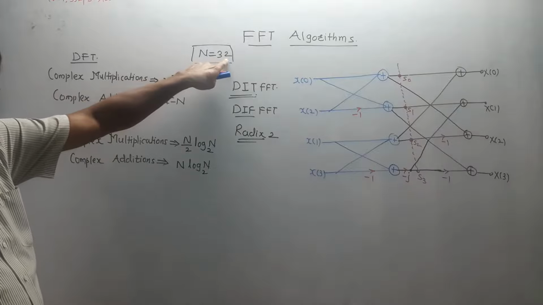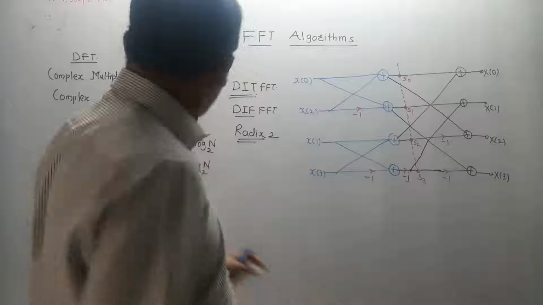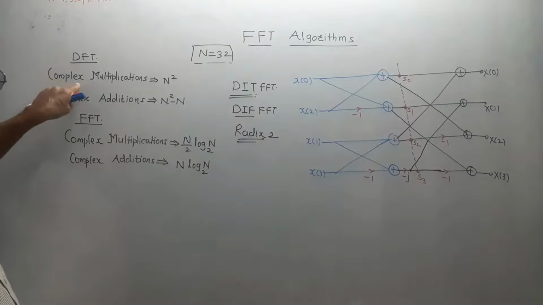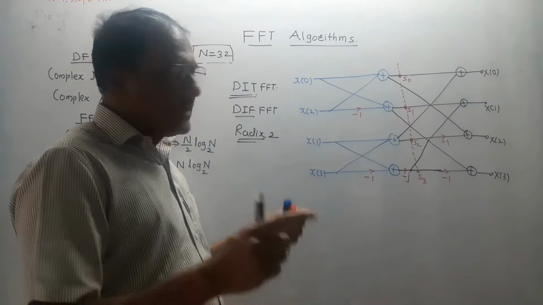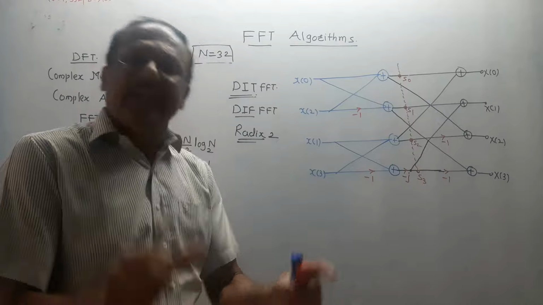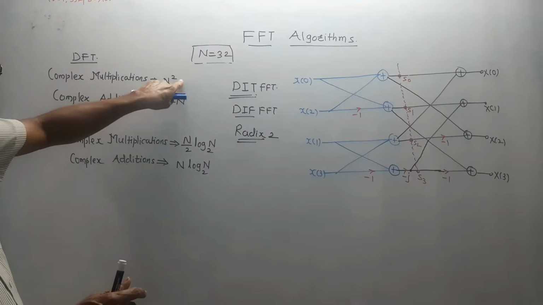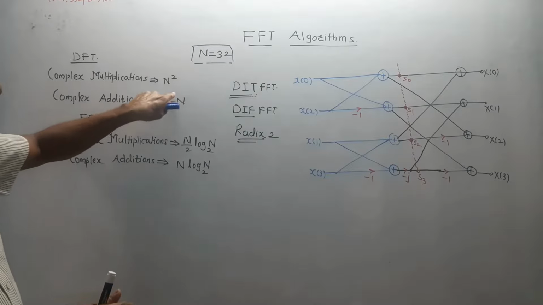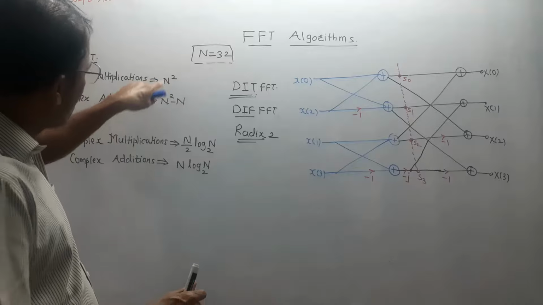So if n equals 32 and I am not performing FFT, I am using DFT, then these are the two sets. One is complex multiplication. Why the word complex? Complex means the things can be like this: 2 plus 3j. Whenever a j term is there, it is called complex. So complex multiplications are given by n square, complex additions n square minus n. So if n is 32, simply put the values.